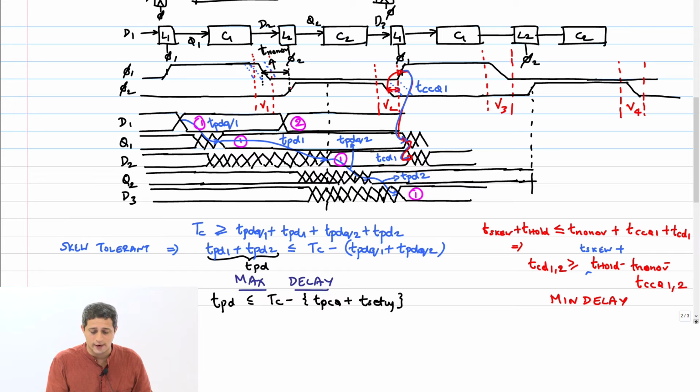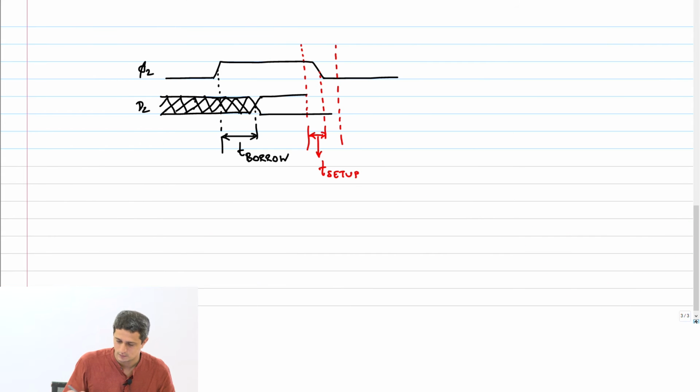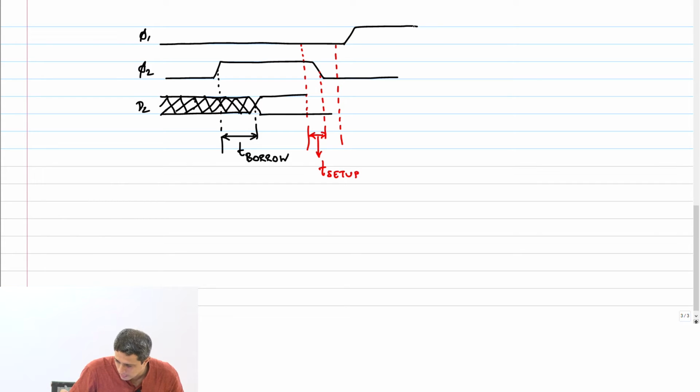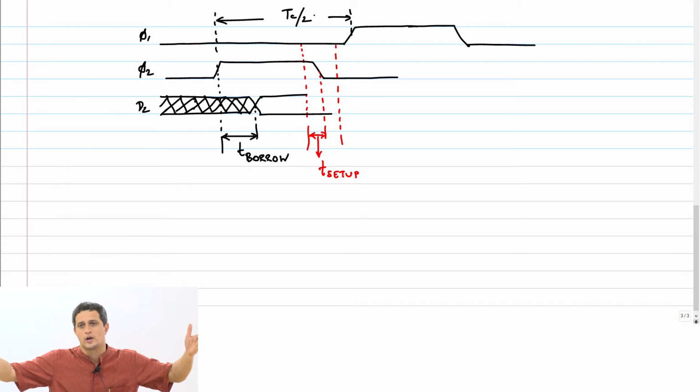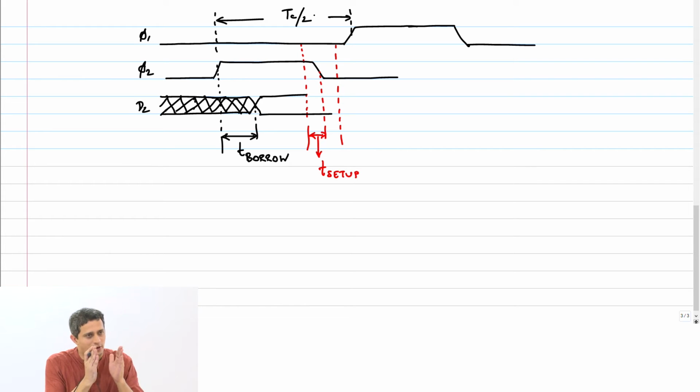Now if you look at phi 2 and phi 1, phi 1 is here, okay? This is 0 and then it goes high somewhere here. What is this time? This is basically half a clock period, because from rising edge of phi 1 to rising edge of phi 1, it is Tc, right? From rising edge of phi 2 to rising edge of phi 1, it is basically half a clock cycle.